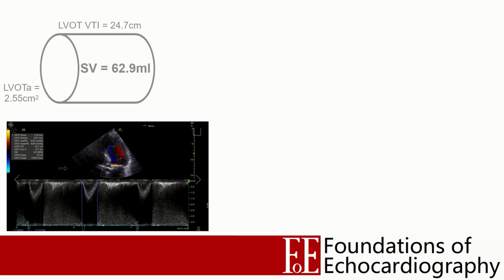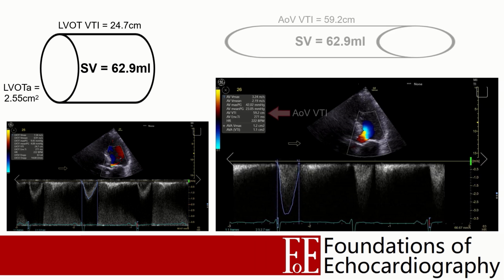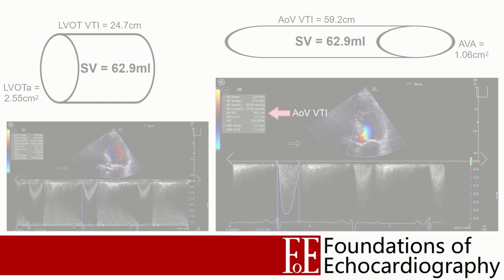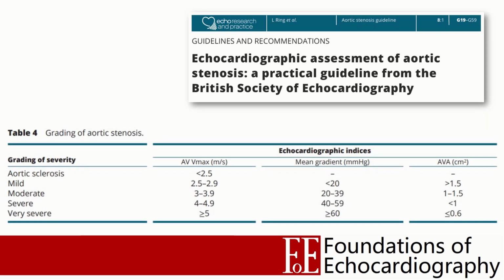Let's plug the values we've obtained from this example into our equation. So we've measured the LVOT diameter as 1.8 centimeters, which gives us an estimated outflow tract area of 2.55 centimeters squared. With an LVOT VTI of 24.7 centimeters, we estimate the stroke volume as just shy of 63 mils. Now, if we divide this value by our aortic valve VTI of 59.2 centimeters, we can estimate our aortic valve area at just over 1 centimeter squared. Again, a value in the moderate range, and importantly, a value consistent with our 2D and colour imaging.